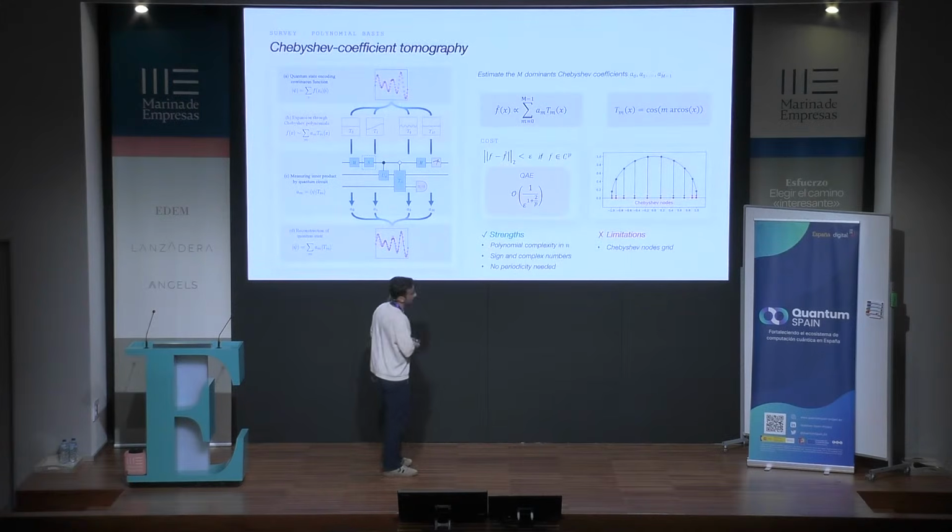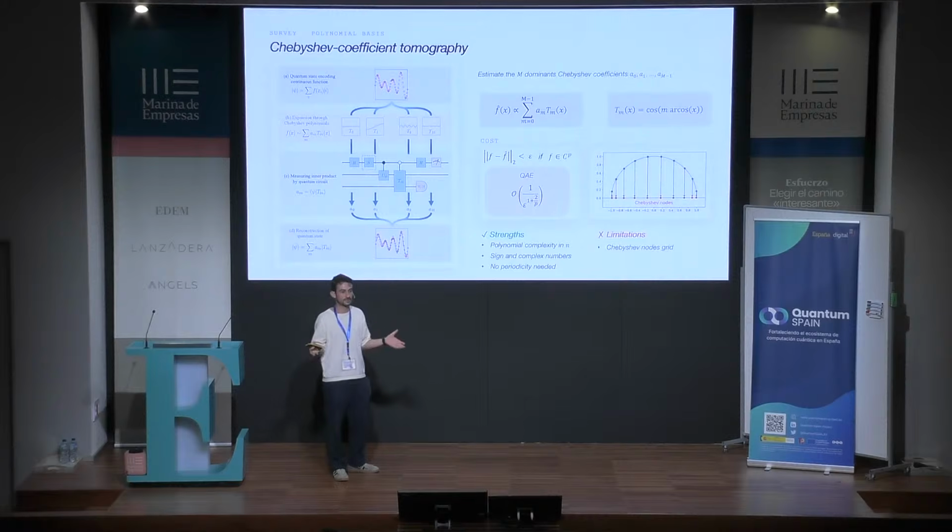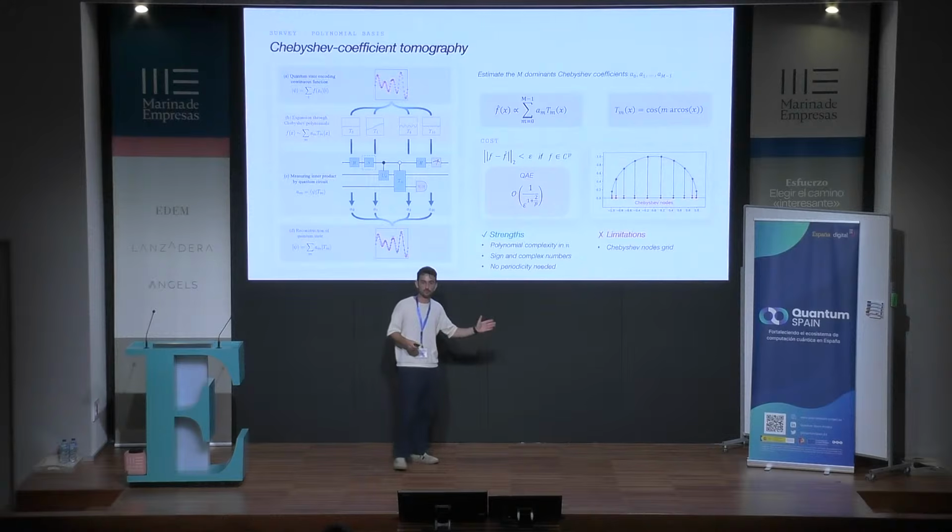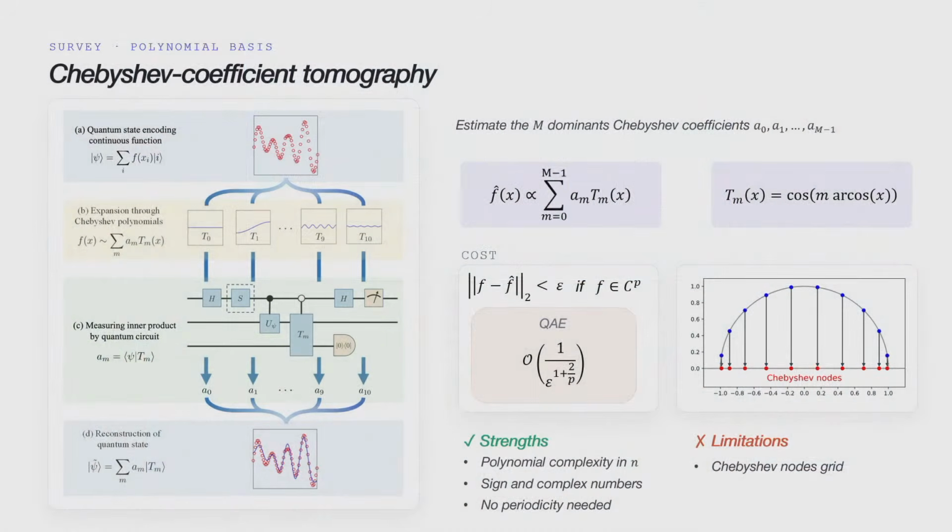Another one is the Chebyshev method. It's almost the same. We go to the Chebyshev basis instead of the Fourier one, and this allows us to remove the periodicity that we needed in the previous method. And well, the Chebyshev polynomials are built like that, and then we can express the function in this type of basis, and we can extract the coefficients, again, using this Hadamard test, and this is similar to doing an integral, okay? The problem here is that for doing this, we need to have our function evaluated at the Chebyshev nodes.